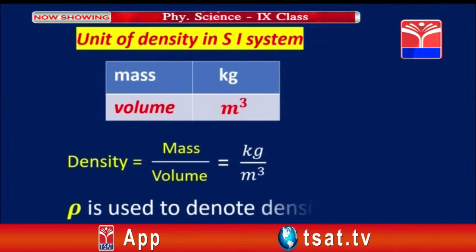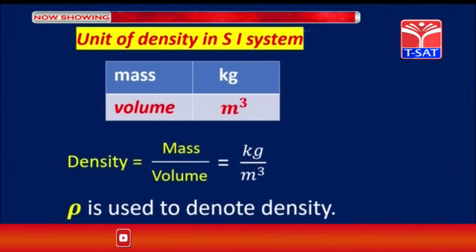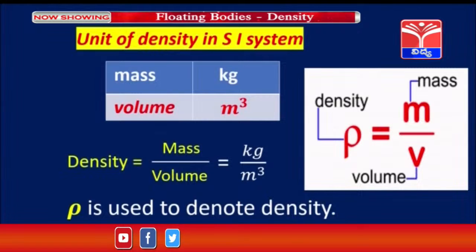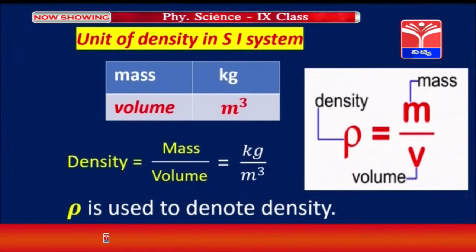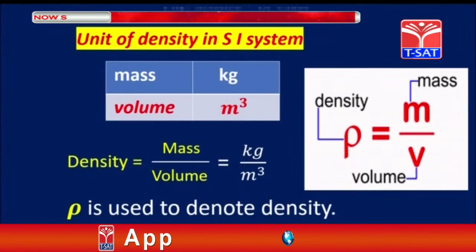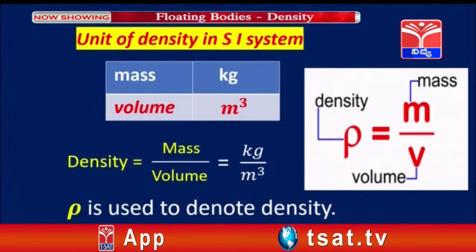Understood, children? So rho is used to denote the density. Rho is equal to mass by volume. Again I am giving the formula because this is a very important formula. So mass is kilogram, volume is meter cube, so the unit is kilogram per meter cube.